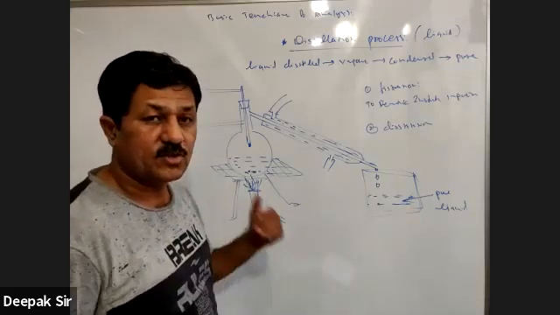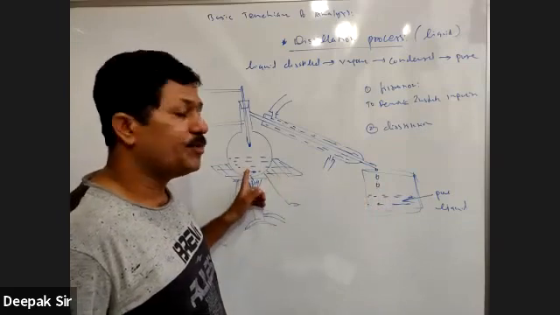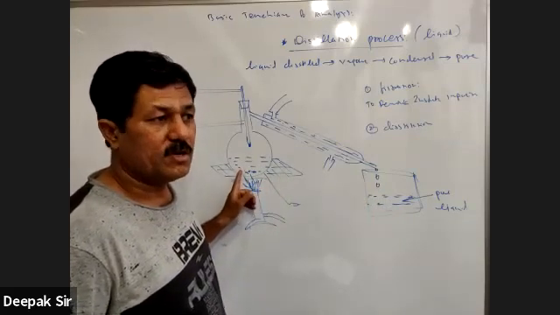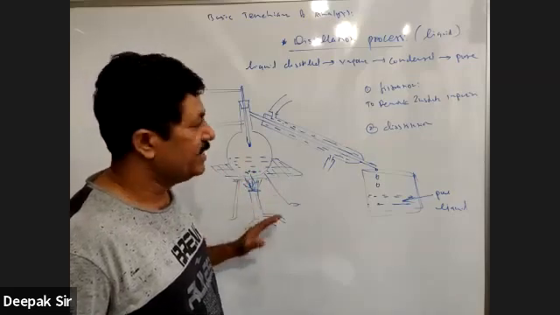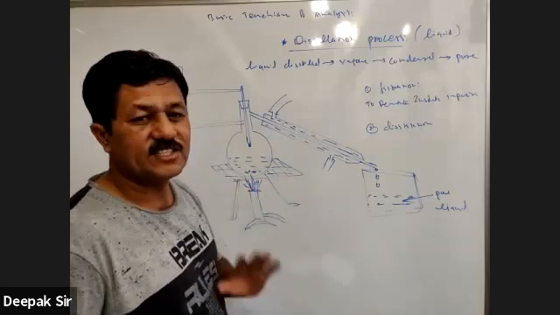That is what we can say. This is the way we separate. This is the pure substance, and the impurity remains behind. Before heating, add some pieces of porcelain in order to avoid bumping. So this is what you can call the distillation process.